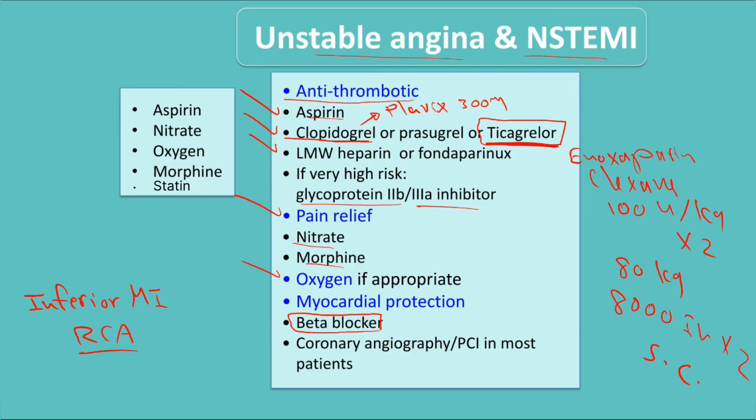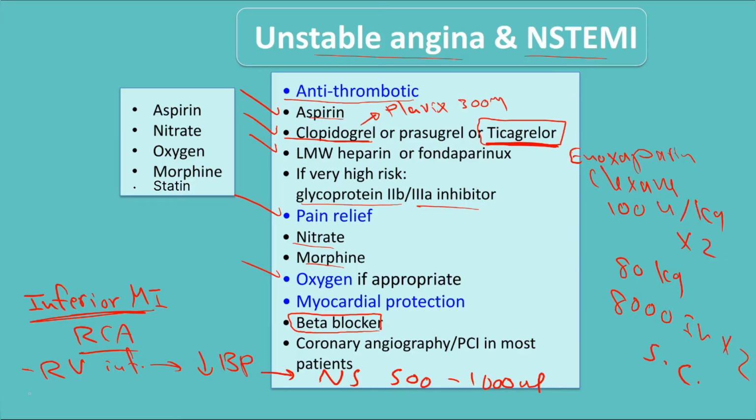So what happens? Sometimes it's associated with, as we said, right ventricular infarction. If there is a right ventricular infarction, there will be hypotension. In such a patient, the patient should receive normal saline 500 to 1000 ml. And such patients should not receive nitrate because it causes hypotension. Should not receive beta blocker because it causes hypotension. And also morphine should be given cautiously.